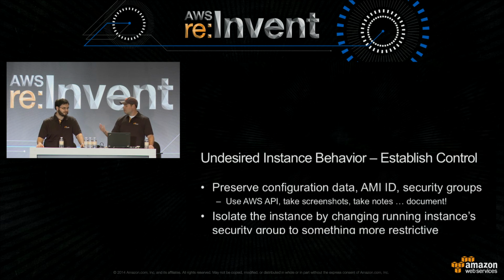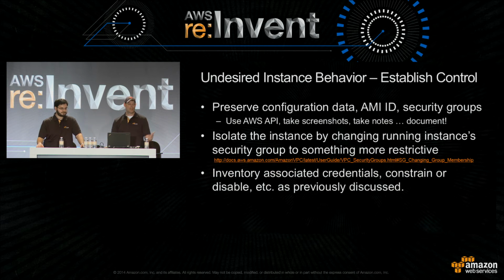So let's talk a little bit about EC2 instances, those that might be exhibiting a behavior that is undesired. The first thing that we're going to do with EC2 instances that might be behaving in a manner that we're not too crazy about is preserve configuration data. So we want to preserve information about the instance, such as its Amazon machine image ID, the security groups associated with it, all the names that have been used for that, when those things were created, anything that's configuration information about that particular instance. You can use the AWS API to dump this information. You can also take screenshots by going into the AWS Management Console. You'll want to take notes, make sure that you document all along the way.